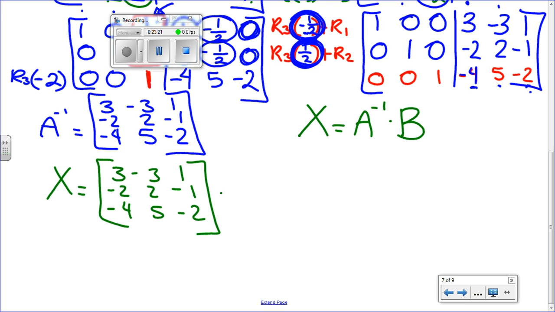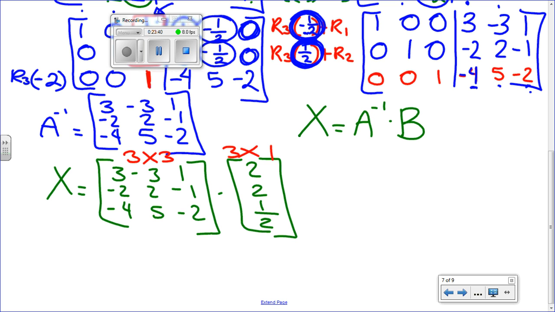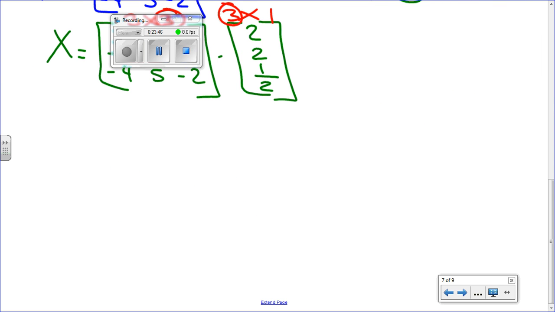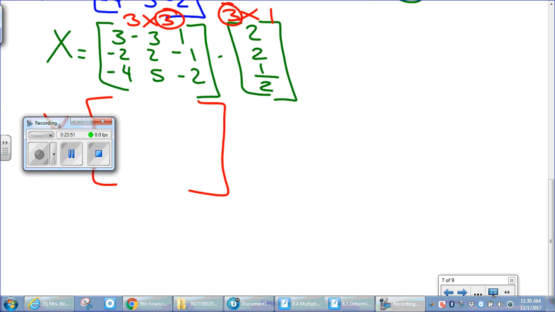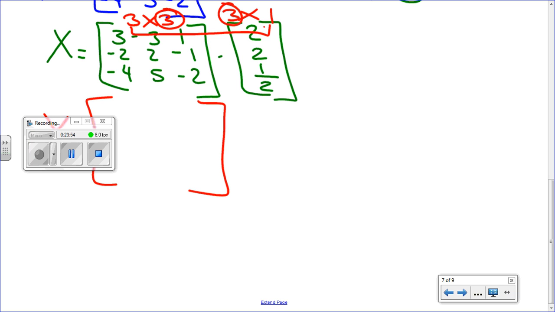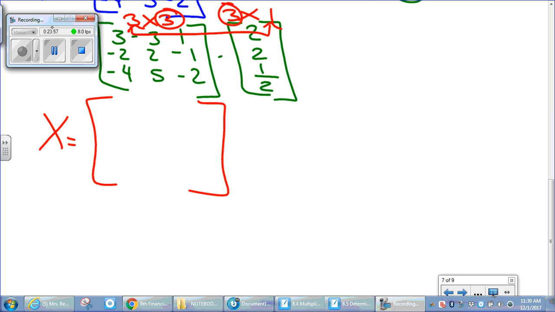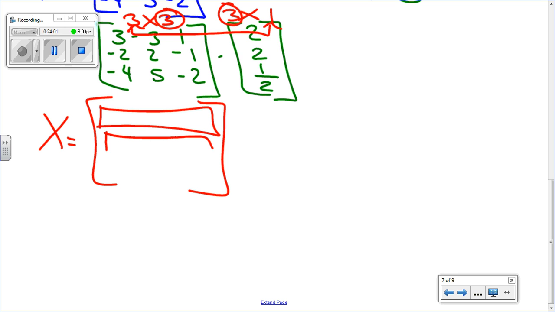Times the constant matrix. What were the constants from the top? 2, 2, and 1/2. Okay. Thank you. Okay, so we multiply that. And can we multiply first? Yes. 3 by 3, 3 by 1. The two numbers in the middle are equal. So our answer will give us, what are the dimensions of our answer? Remember the numbers on the outside, right here, a 3 by 1. And so let's do this multiplication quickly.